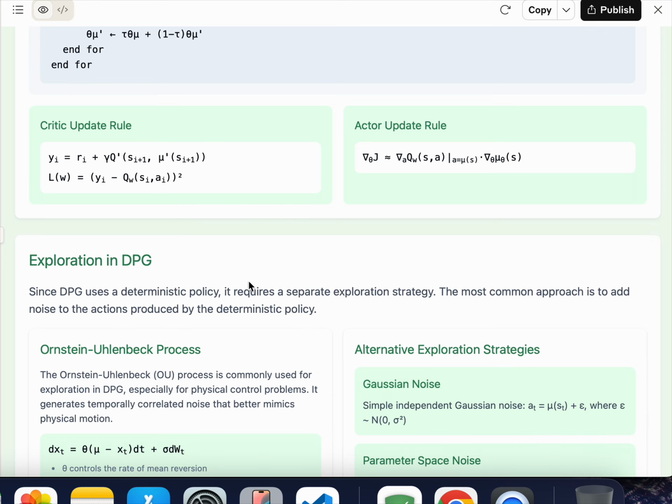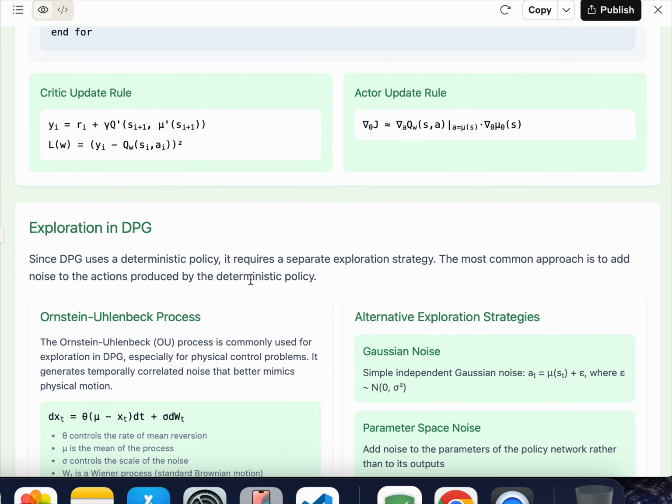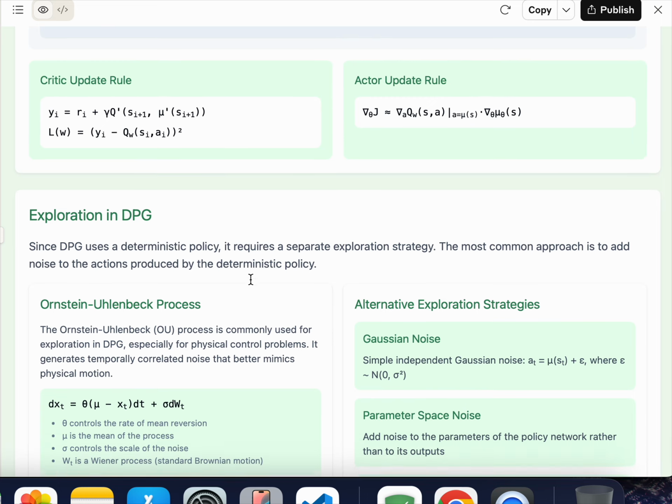And finally, after updating both networks, we softly update the target networks. That means we slowly blend the weights of the target networks toward the current actor and critic, and this slow update helps prevent sudden shifts that could destabilize training.